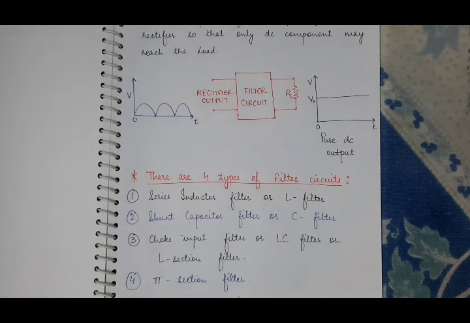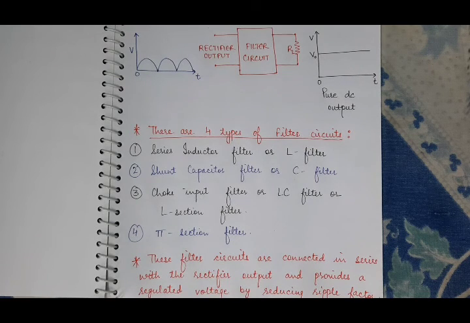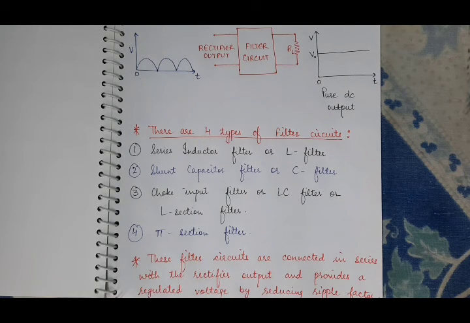Today we will discuss the first filter circuit, the series inductor filter. What do these filter circuits do? After being connected in series with the rectifier output, they provide us a regulated voltage by reducing the ripple factor. So in all of these filter circuits, we will analyze the effect on the ripple factor of the full wave rectifier and half wave rectifier, and how the ripple factor varies in each filter circuit.